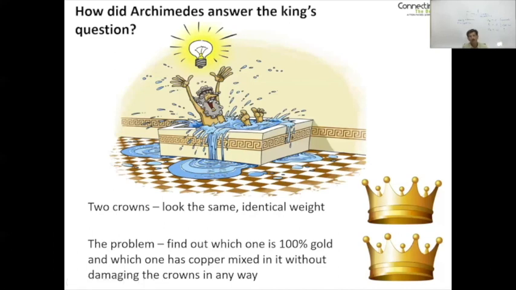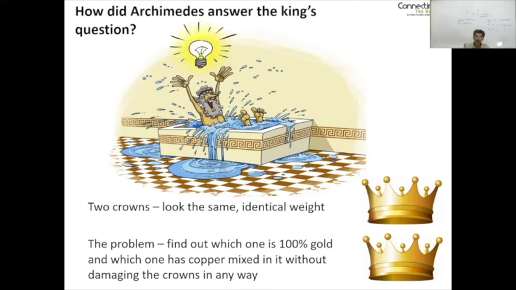This is the famous question that Archimedes was asked to answer by his king. His king had a crown made of gold. Now, that crown was supposed to be made of pure gold, but the king began to worry that the person who made the crown had cheated the king and put some copper instead. So Archimedes was given the task of finding out whether the crown was made of pure gold or not.